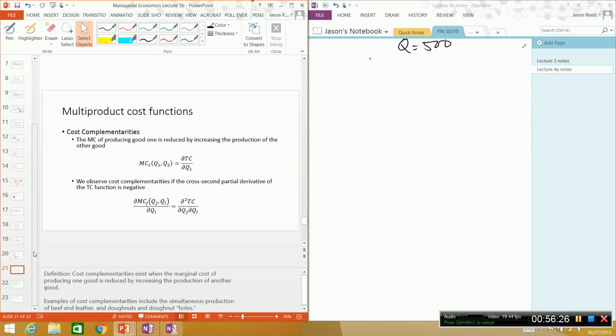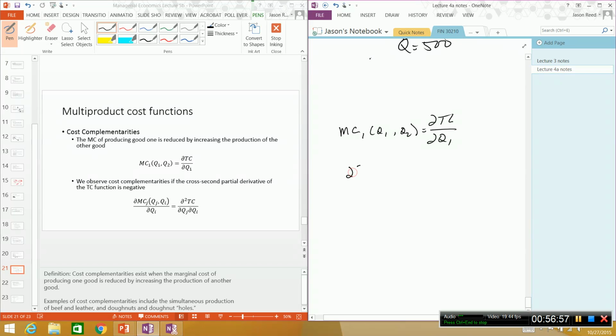So really, what we're doing is taking the derivative of our marginal cost function with respect to the alternative Q. Here we have a very generalized scenario. In our first example, we had MC1 of Q1, Q2 equal to dTC/dQ1. Really, we want to take the second derivative now with respect to Q2. So we have the second partial of TC with respect to Q1 and Q2. That's exactly what this cross price is.